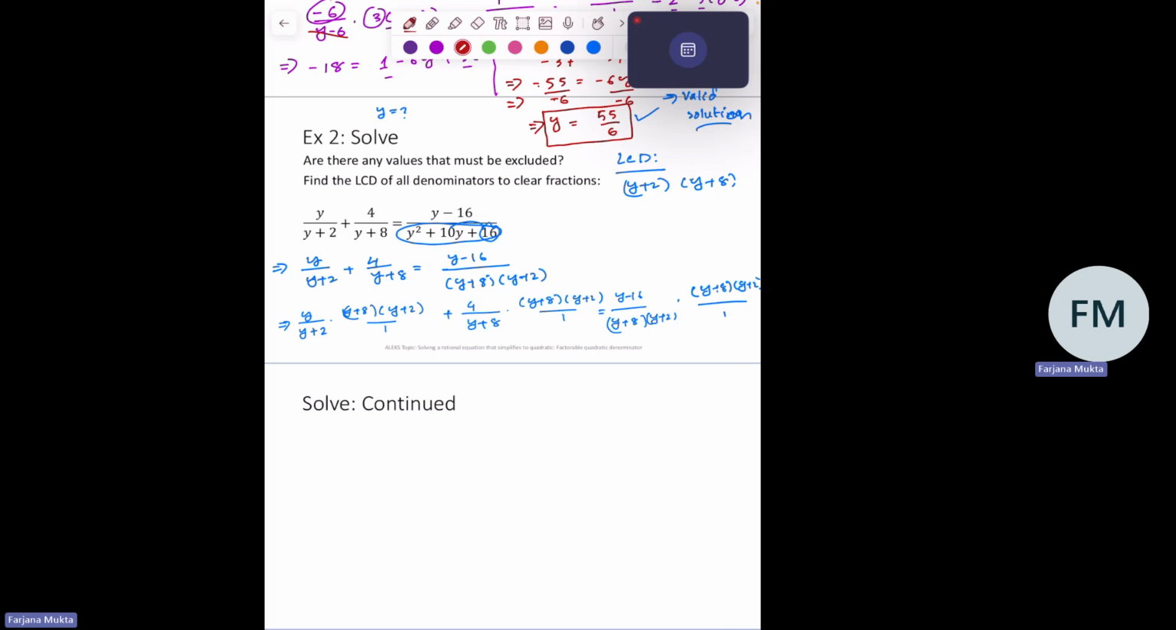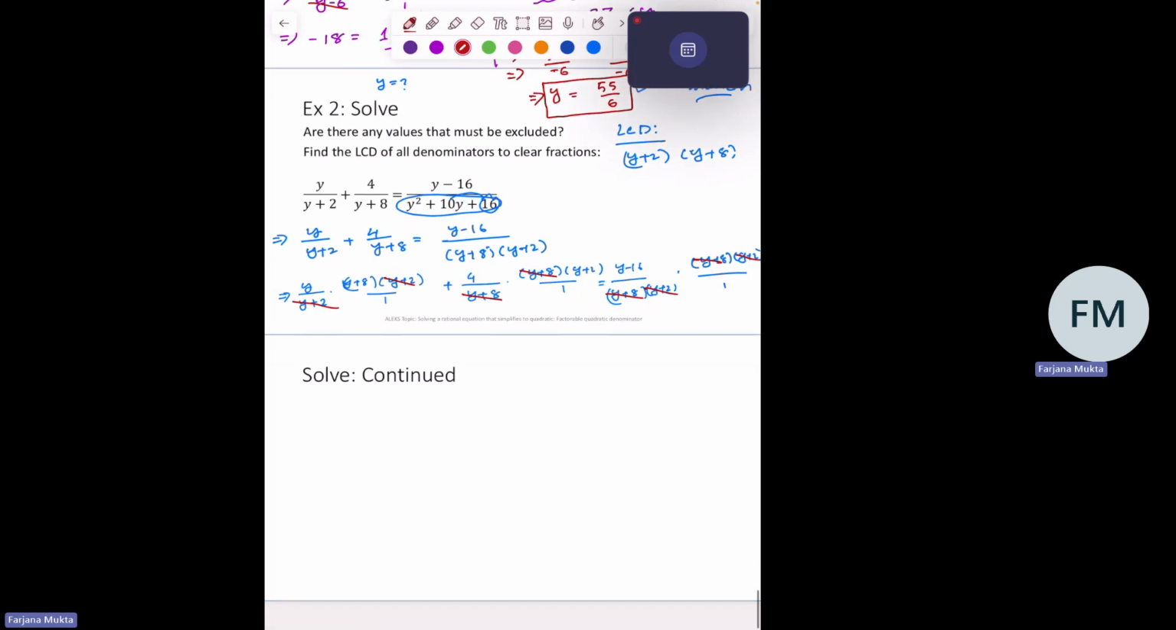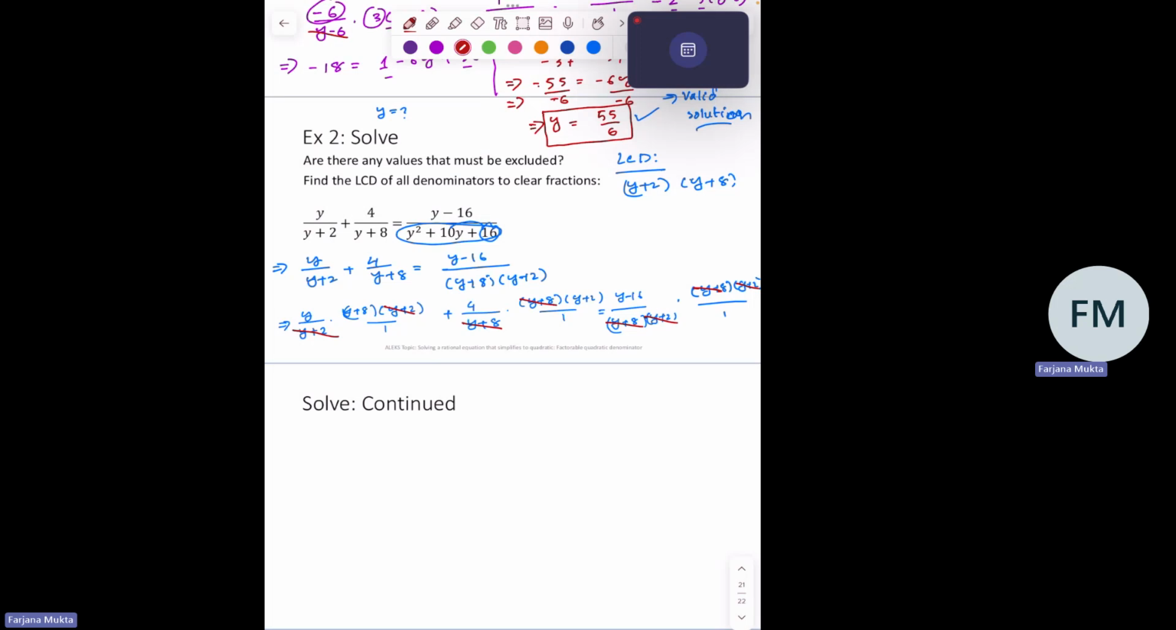Now what happens? Do we clear up the fractions successfully? The y plus 2 gets cancelled on the first term. On the second term, y plus 8 gets cancelled. On the other side, y plus 8 and y plus 2 both get cancelled. Now let's write what is left after all this cancellation. On the first term, what will be left? Y times y plus 8. On the second term, 4 times y plus 2. On the other side, we are left with y minus 16.